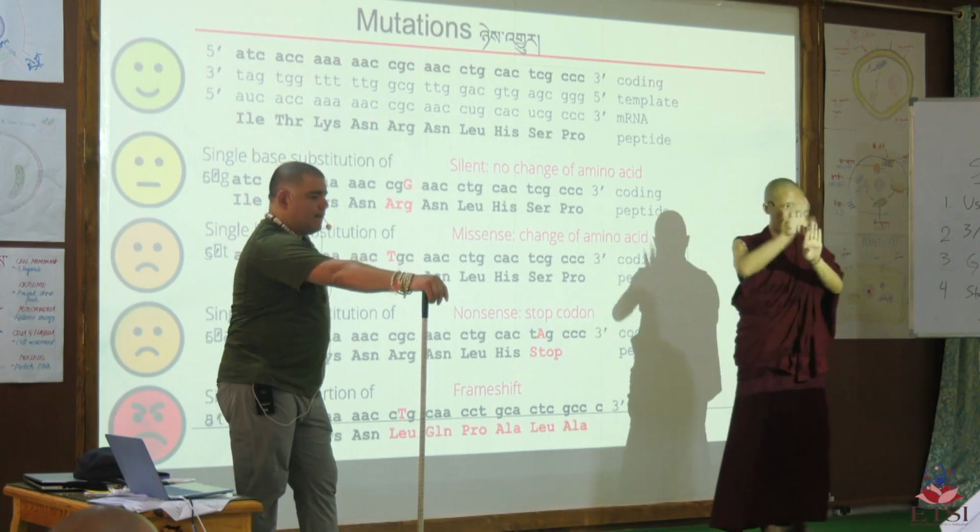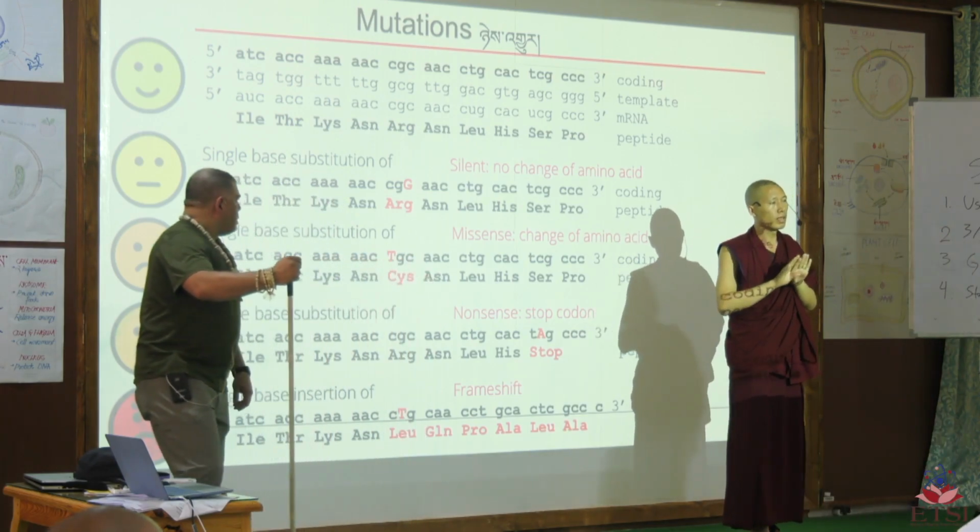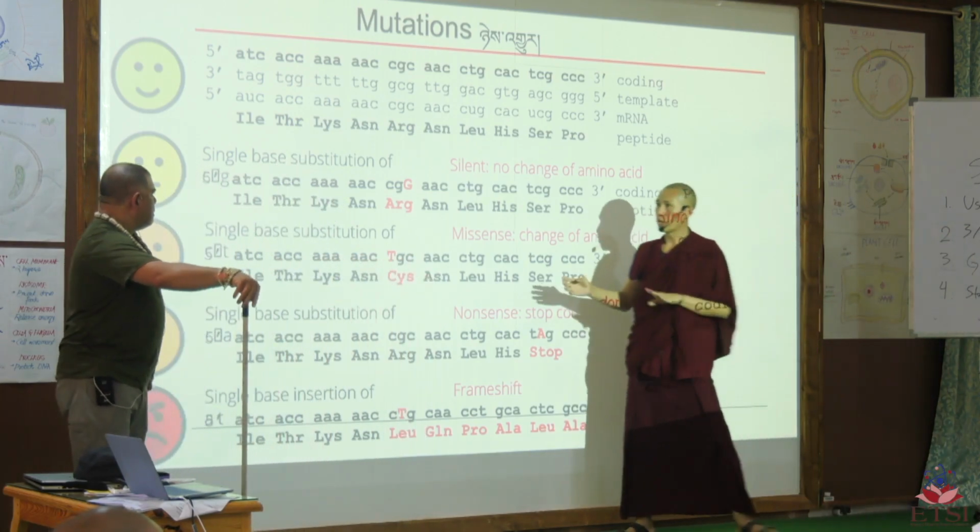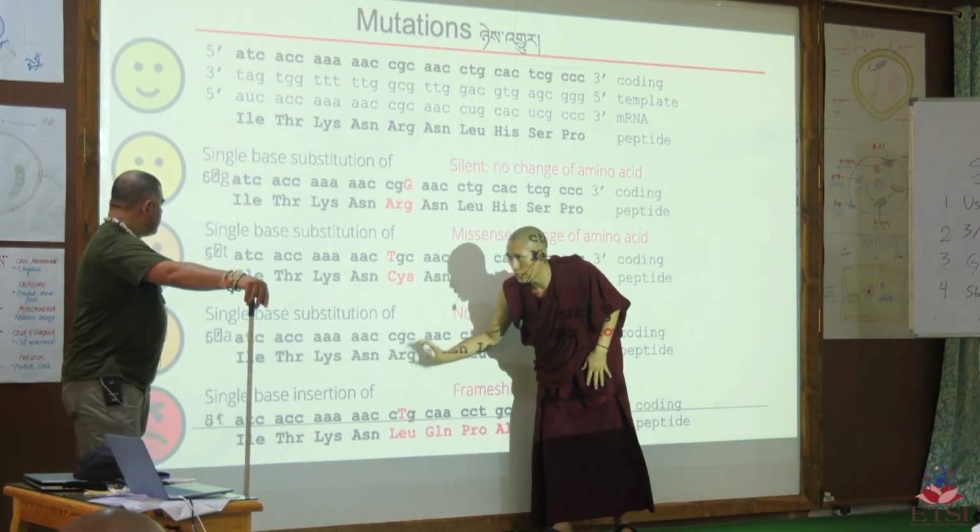Where did the new base come from, if one new T comes in?